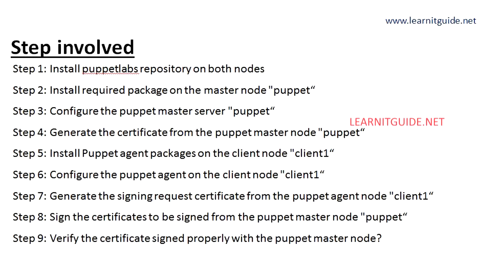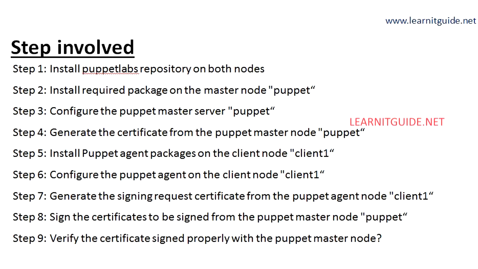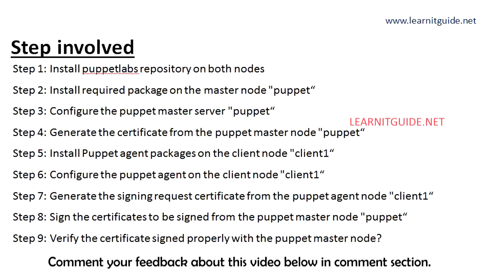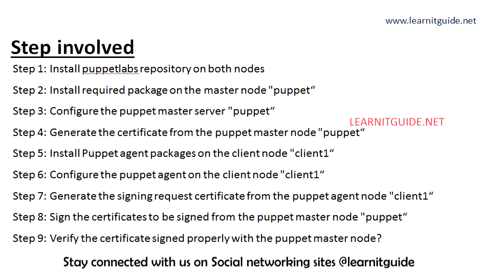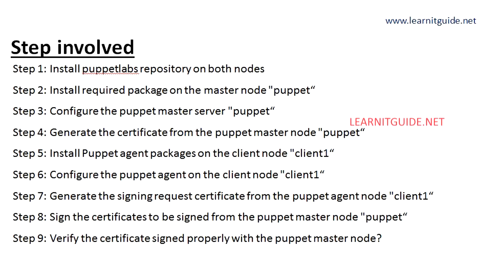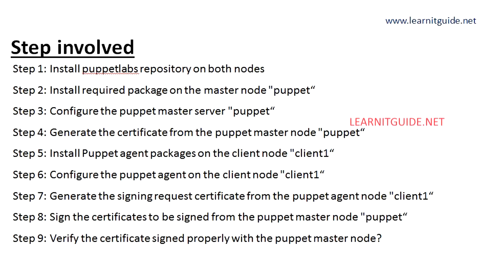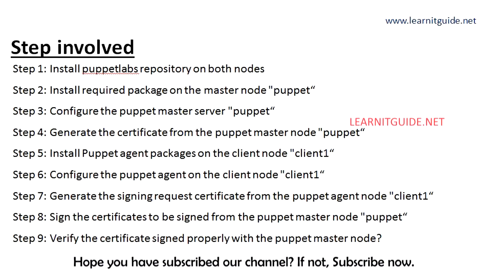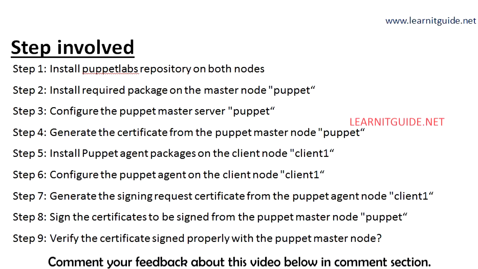Steps involved in this session are to install the Puppet Labs repository on both the nodes, then install the required packages for Puppet Master and configure the Puppet Master server. Then we'll generate the certificate from the Puppet Master node. After that, we'll go to the client end, install the Puppet Agent packages and configure the Puppet Agent node. Then we'll generate the signing request from the client node and sign the certificate from the Puppet Master node, and finally verify whether the certificate is signed properly or not. These are the steps involved in this session.